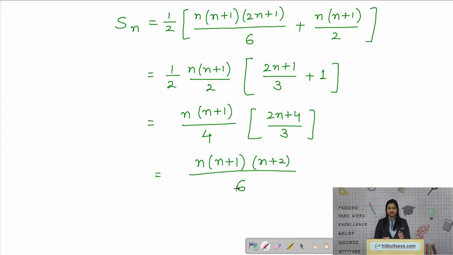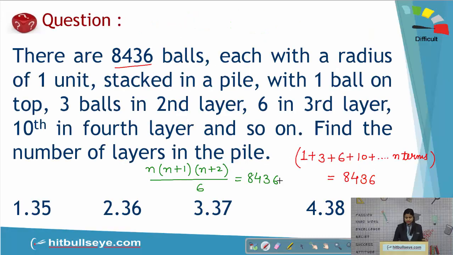Now this sum of n terms, if we are considering that there will be n layers, is given as 8436. So if we solve it, we'll get the answer. We can go by options. By taking options, we can see that the second option is the answer. So there will be 36 layers in that pile.